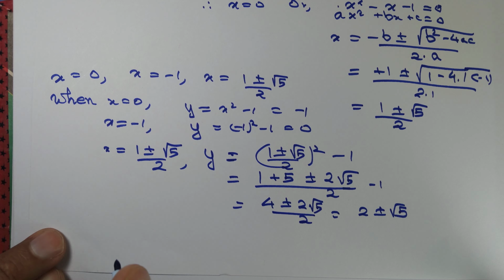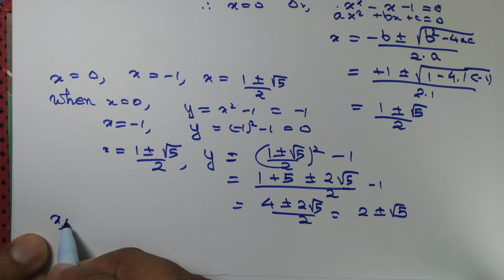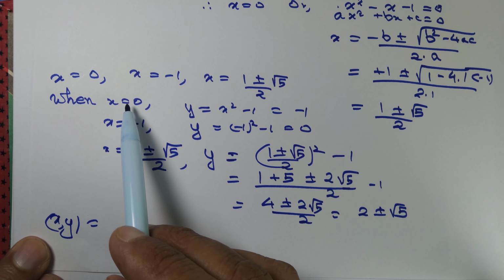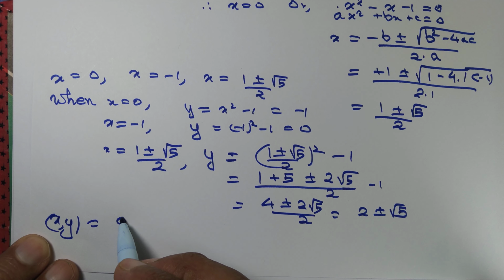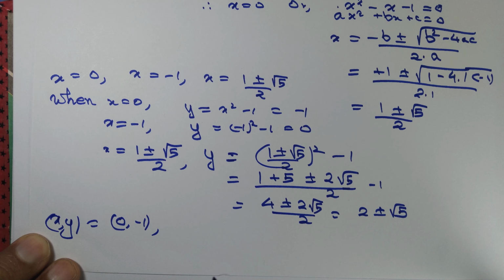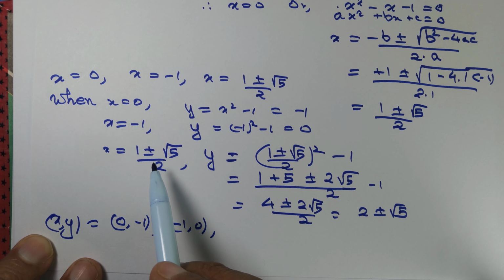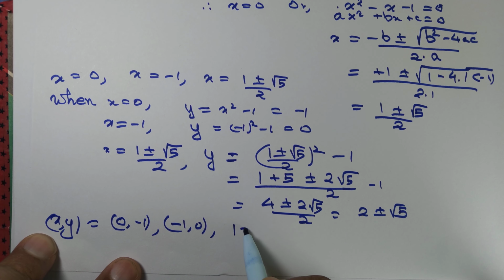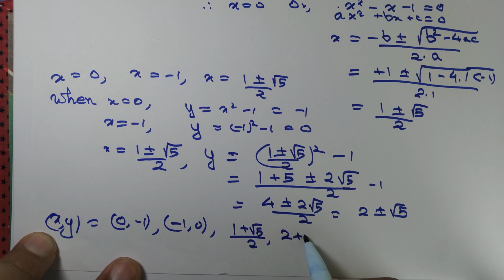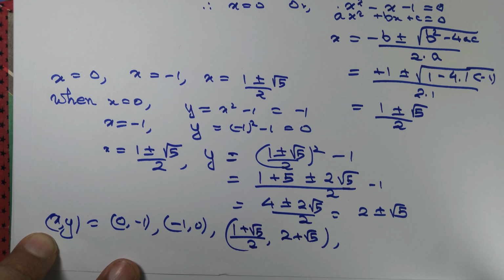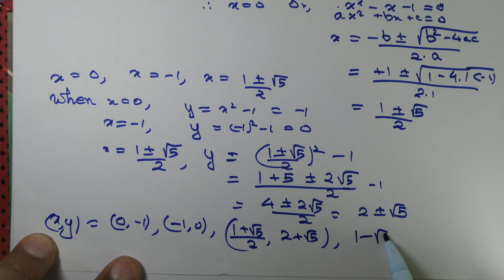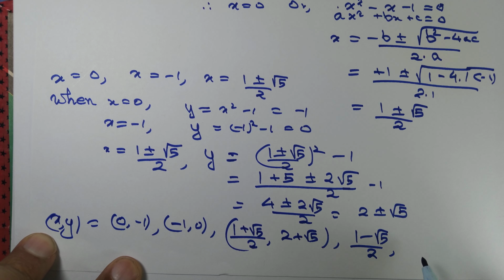So all the pairs x, y are given by: when x = 0, y = −1, so (0, −1). When x = −1, y = 0, so (−1, 0). When x = (1 + √5)/2, y = 2 + √5. When x = (1 − √5)/2, y = 2 − √5.